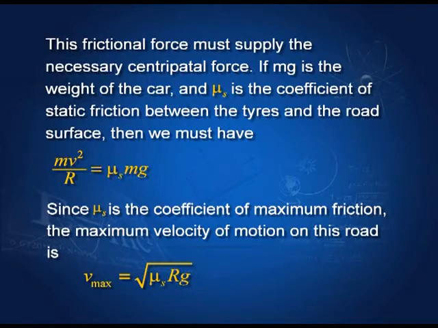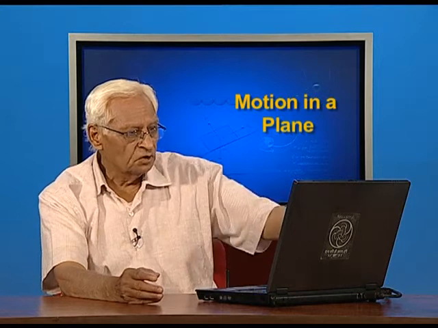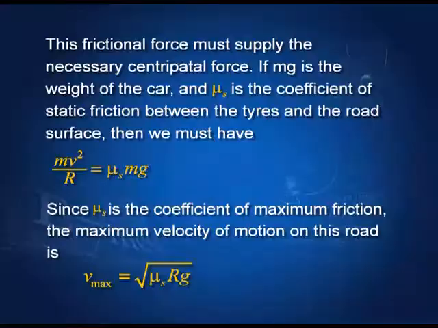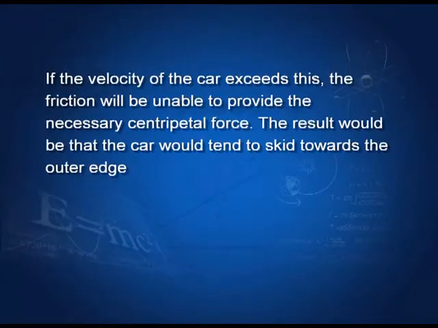It is maximum because μs is the maximum coefficient of friction, because μs m g is the maximum force of friction. Therefore, this is v max. If the velocity of the car exceeds this, the friction will be unable to provide the necessary centripetal force and you can meet an accident.